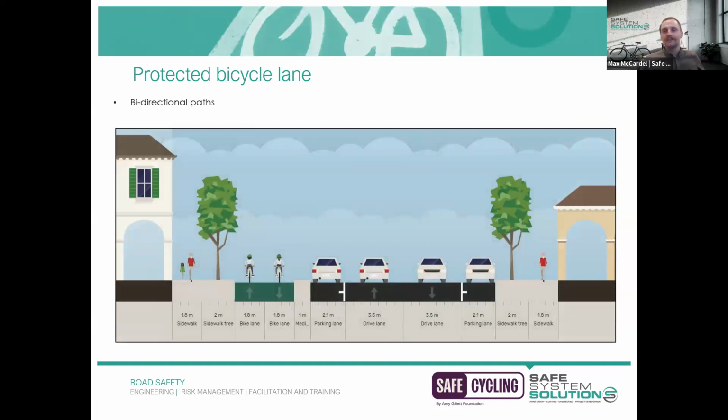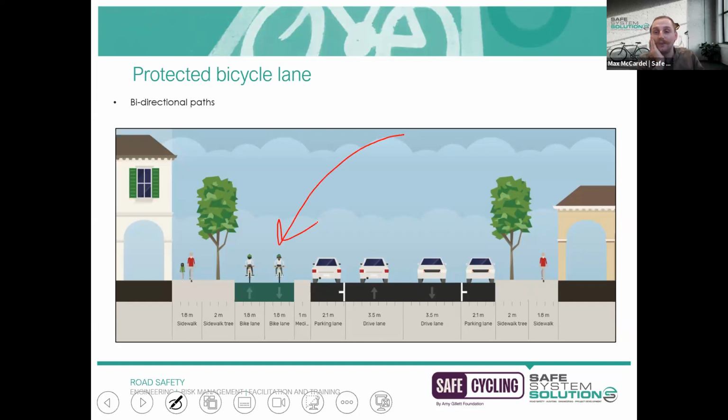The other main configuration that you'd be employing for protected bicycle lanes are bi-directional paths. So rather than have both sides of the carriageway utilized by a protected facility, you would instead allow cyclists to travel in both directions on one side of the carriageway. So in this example, you can see cyclists using just one side of the carriageway, but traveling in both directions.